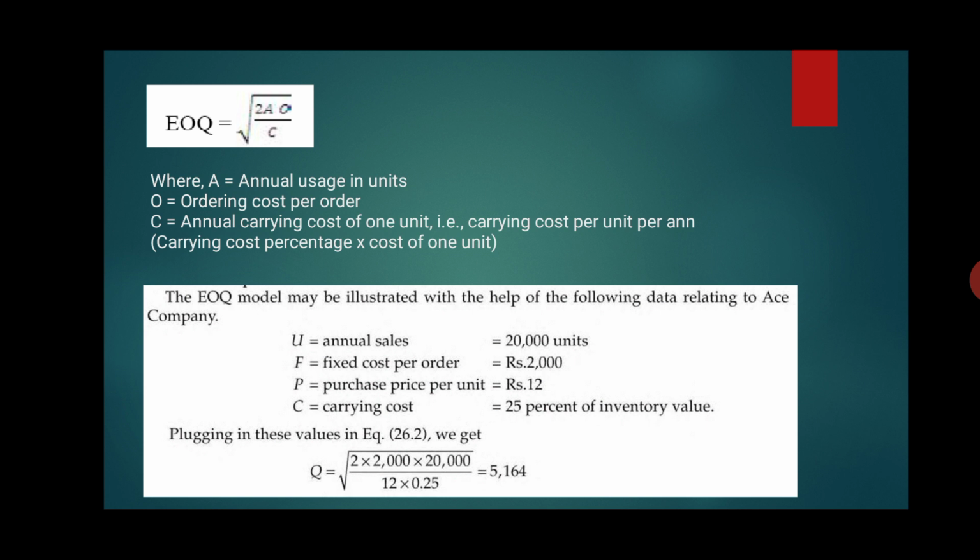So EOQ or Q equals the square root of 2 multiplied by 20,000, which is the demand, multiplied by O, the ordering cost, which is 2,000, divided by the carrying cost. This carrying cost is given in terms of percentage, so 25% of 12. This will give that EOQ is 5,164 units.